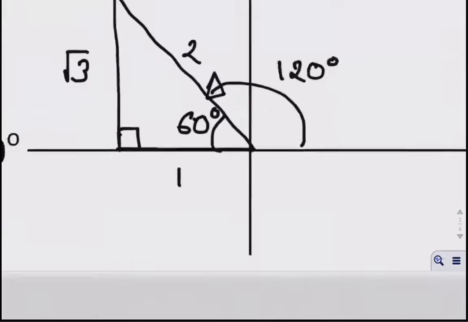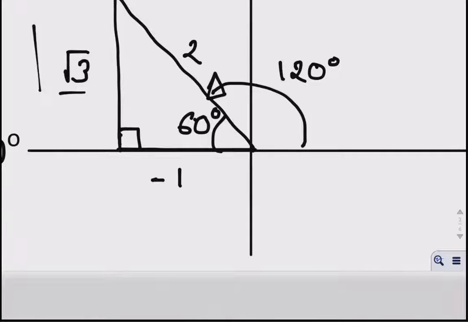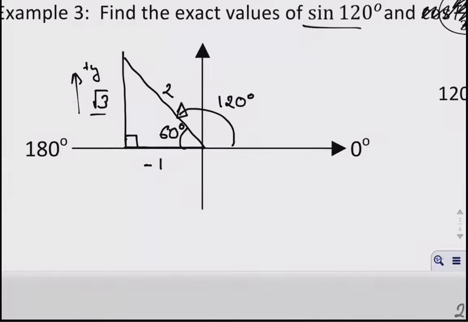What do I mean by that? Well, we're looking at the negative x-axis here. That means that 1 is going to be a negative value. The root 3, because it's in the positive y-axis, remains the same. And the hypotenuse, the 2, will always be positive, regardless of what quadrant we're in.